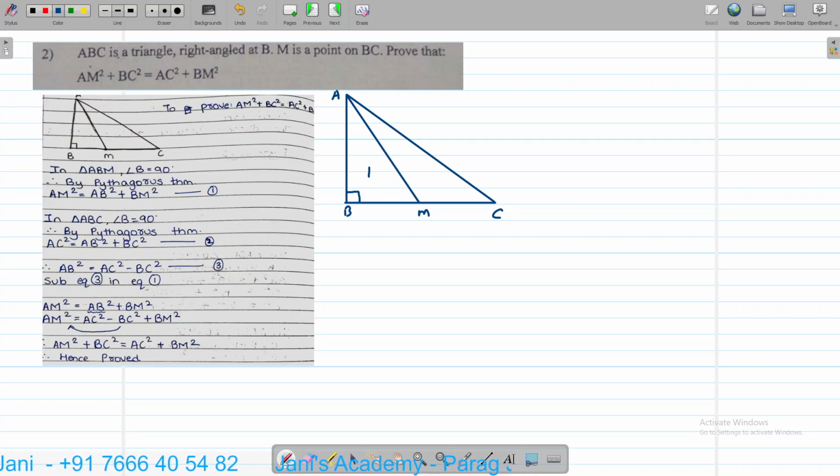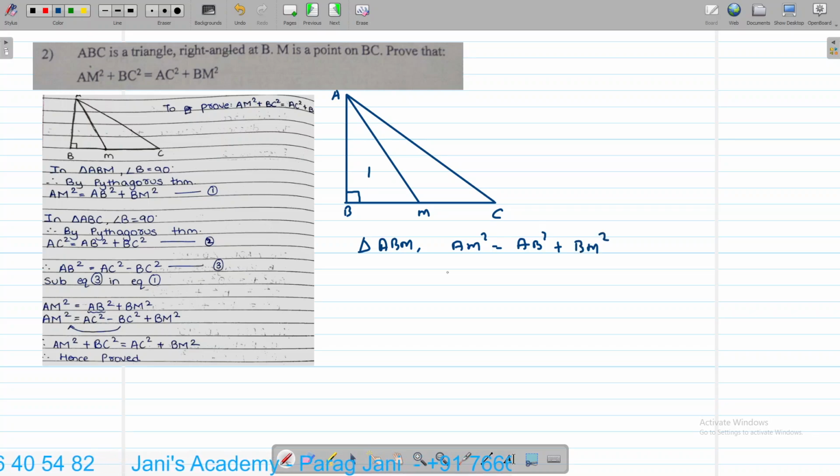Question number 2. Triangle ABC, right angle at B, M is a point on BC. Now you have to prove AM square plus BC square is equal to AC square plus BM square. First of all, how can you initiate? You have to consider triangle ABM. In triangle ABM, AM square is equal to AB square plus BM square. That is your first equation.